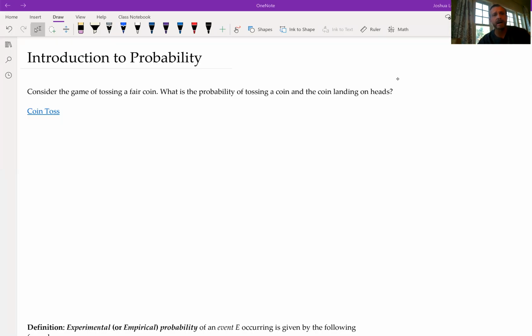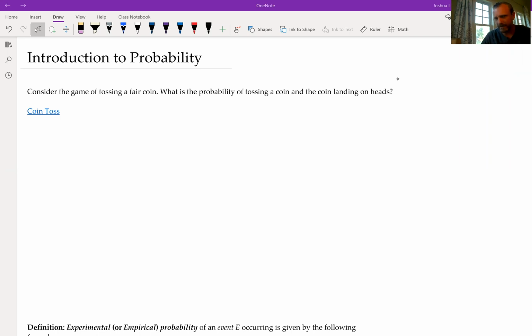Let's say that you were tossing a coin. If I handed you a coin and asked you, okay, what's the probability that when you toss this coin, you get heads? Most people would say something like 50%. Other people might say 0.5, one half, and those would all be correct, right? There's a 1 in 2 chance that when I toss a coin, I get heads.